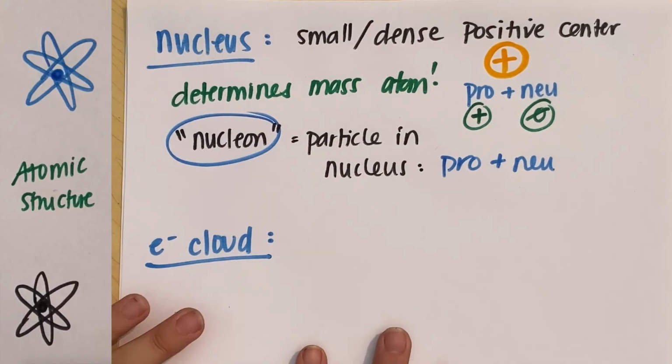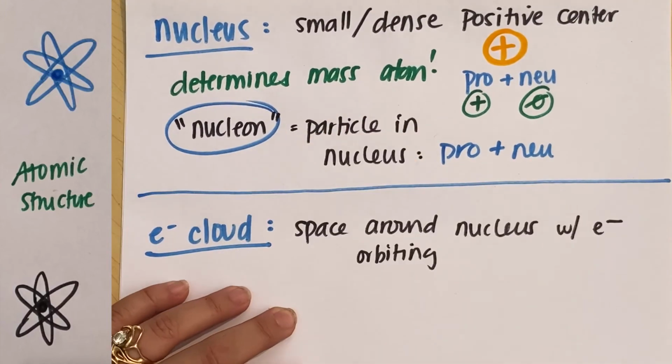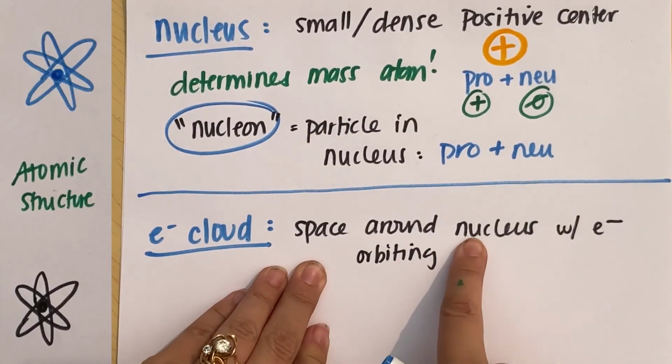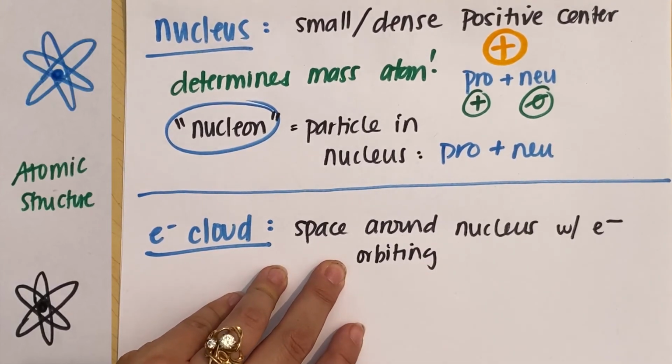Then you have your electron cloud, which is your space around the nucleus with electrons orbiting. Perfect, and police are in the background.